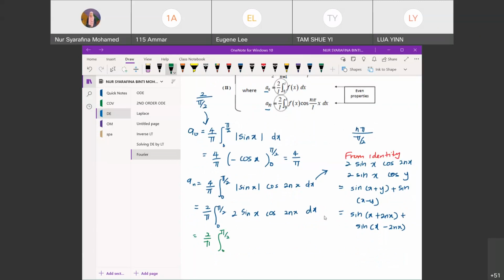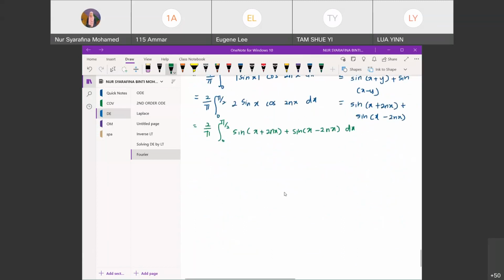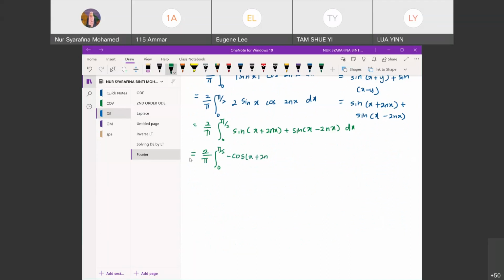Now this one becomes sine (x plus 2nx) plus sine (x minus 2nx). Yes, so it is easy for you to integrate this. Okay, now integrating this, you will have what? 2 over pi from 0 to pi over 2. Sine becomes negative cos (x plus 2nx) divided by 1 plus 2n. Then this one also minus cos (x minus 2nx) divided by 1 minus 2n.